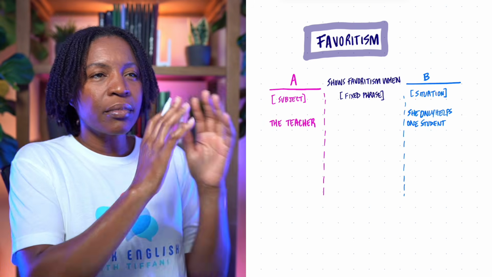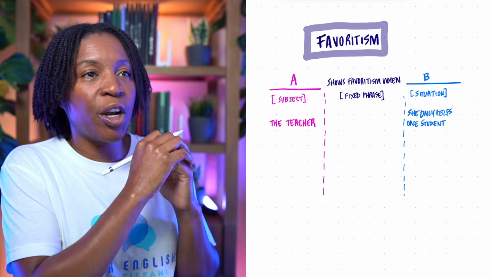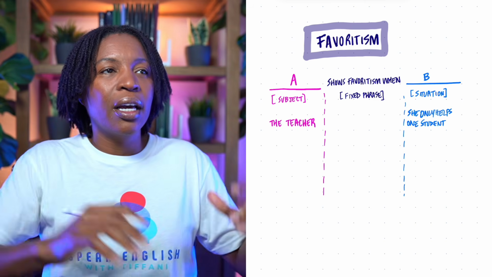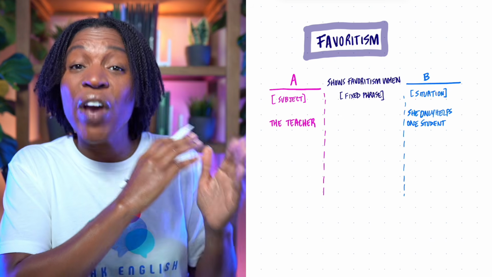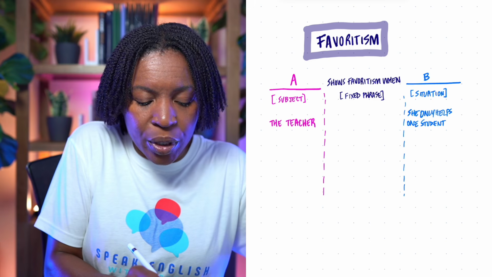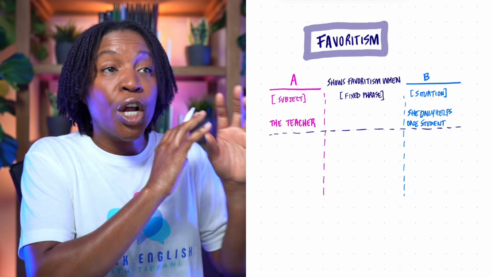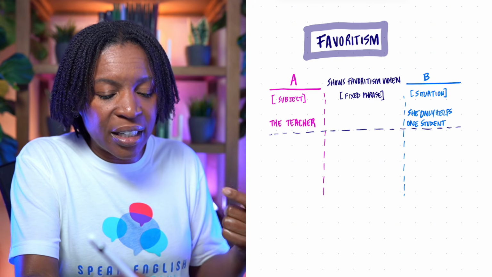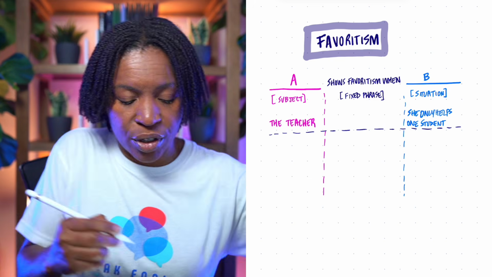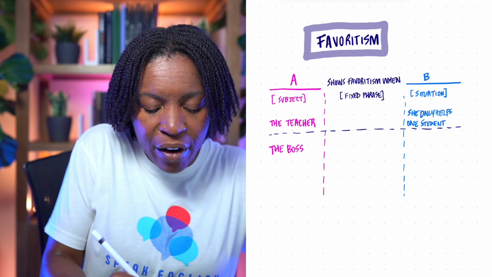So again, here we have letter A, the subject, the teacher. Letter B, the situation, she only helps one student. The full sentence, the teacher shows favoritism when she only helps one student. All right, now let's move on to our second example using this simple sentence structure. Now for letter A, let's choose the boss.